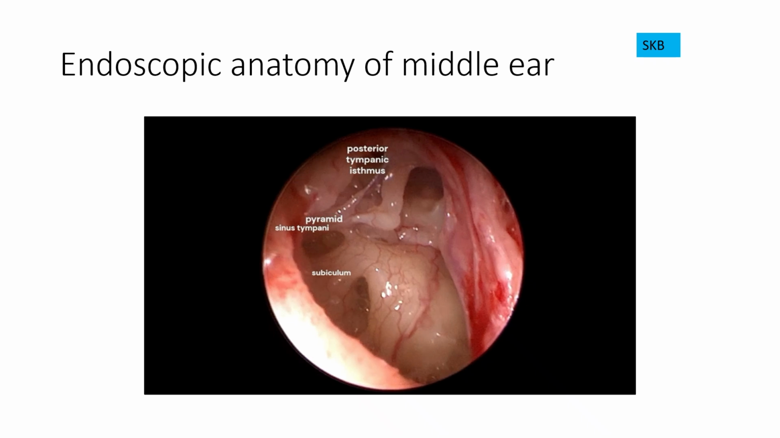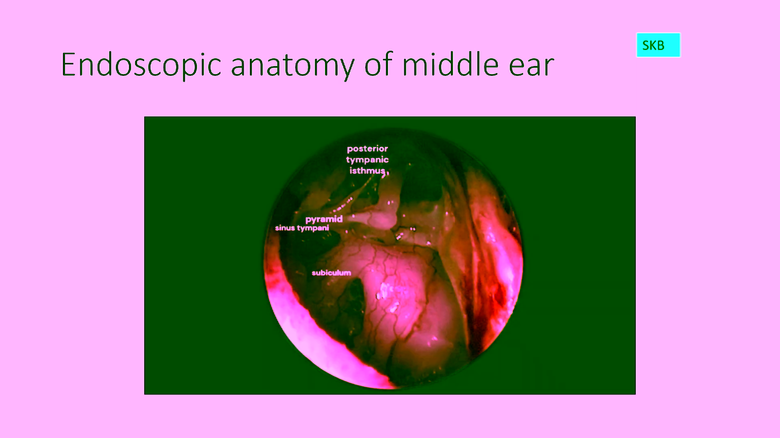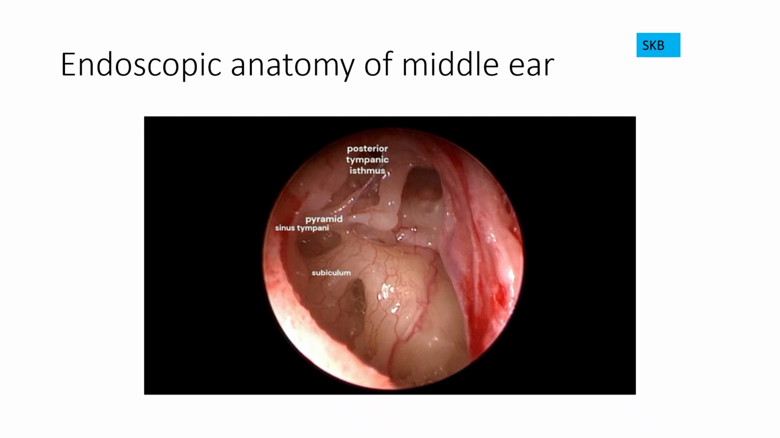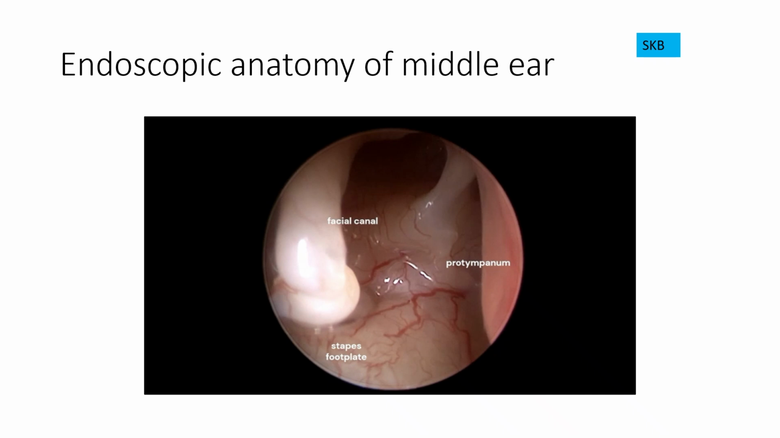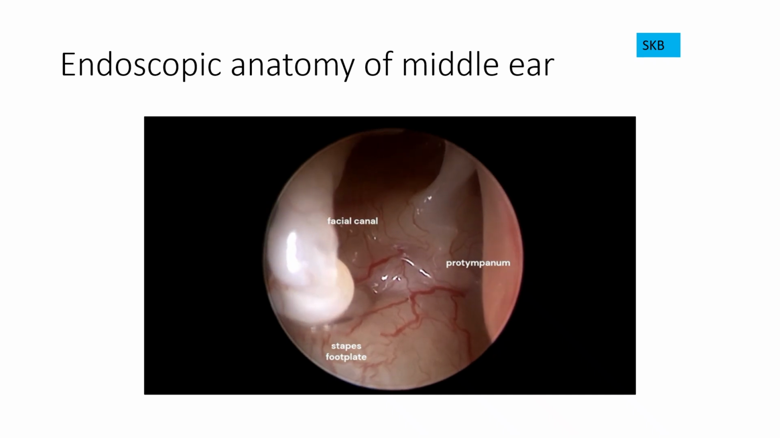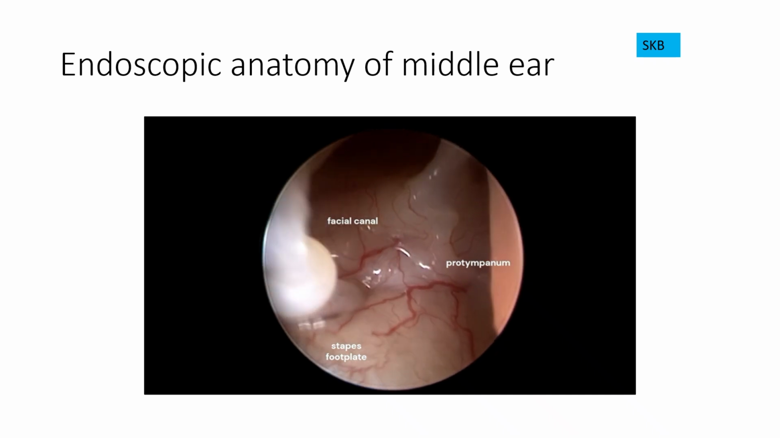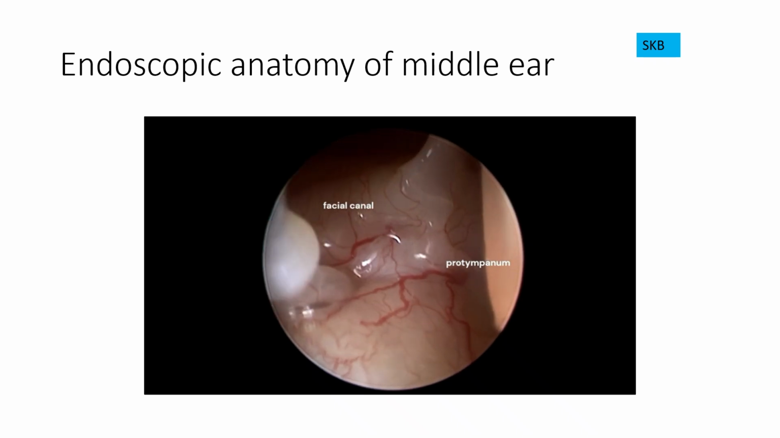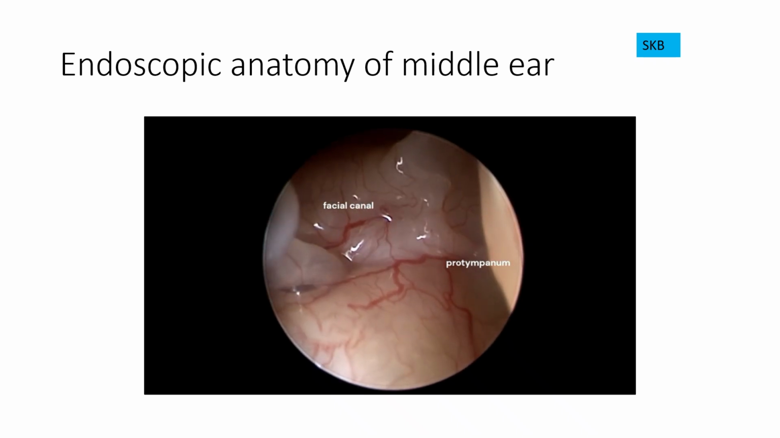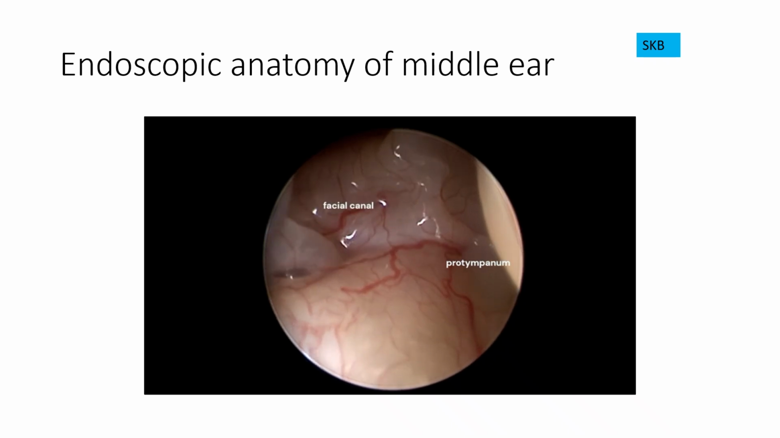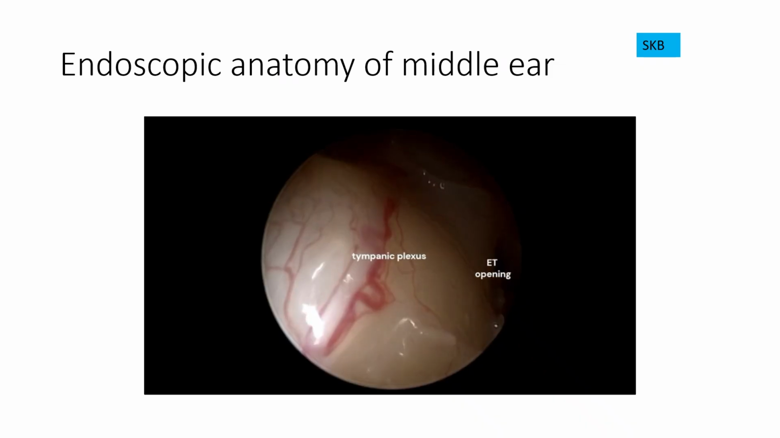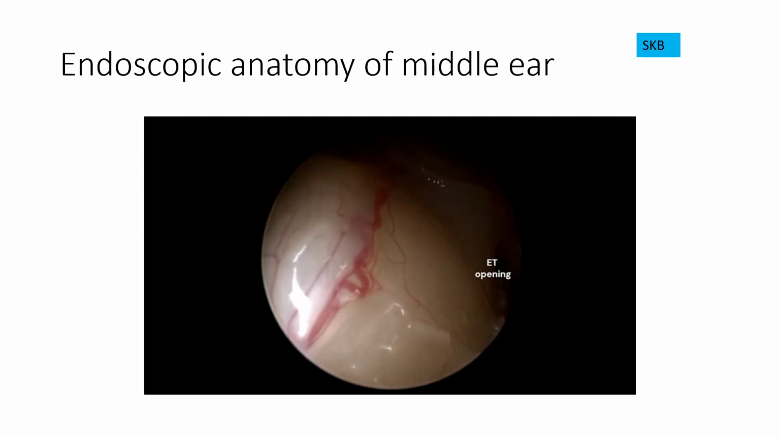So we can see the pyramid, and we can also see the posterior tympanic isthmus. The isthmi are the ventilatory pathway for the epitympanum. The posterior tympanic isthmus lies between the incudostapedial joint and the pyramid. In a more close-up view, we can easily see the anterior tympanic isthmus. We can see the processus cochleariformis and the tendon of the tensor tympani. Just anterosuperior to the processus is the first genu of the facial canal, and then we can trace this anteriorly. You can see the eustachian tube opening and a close-up view of the tympanic plexus.